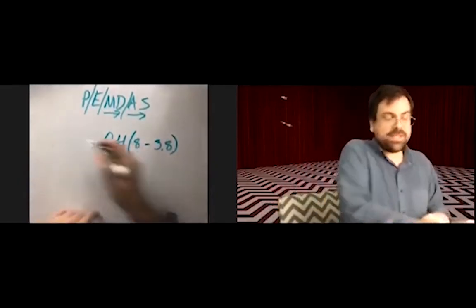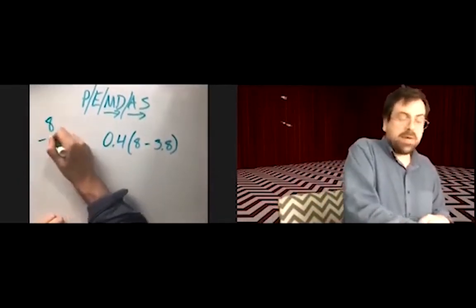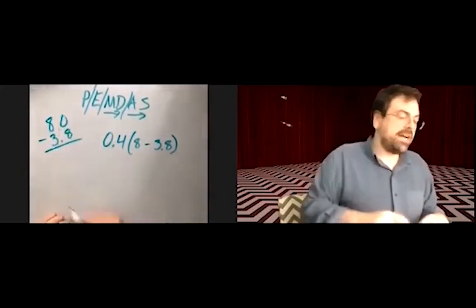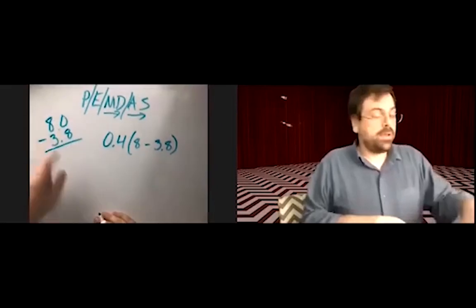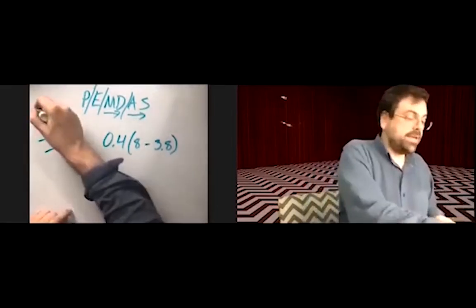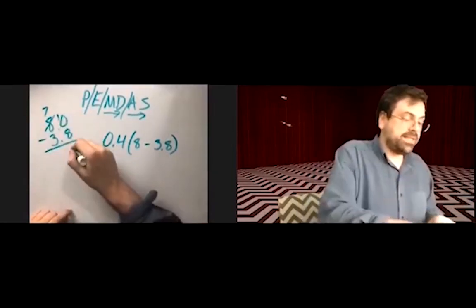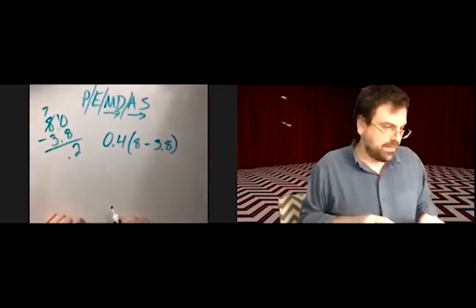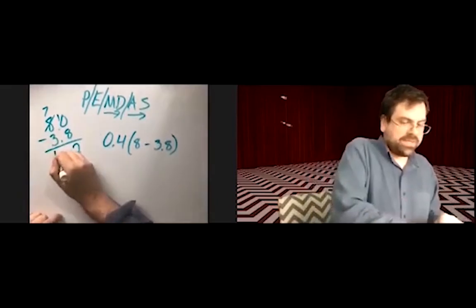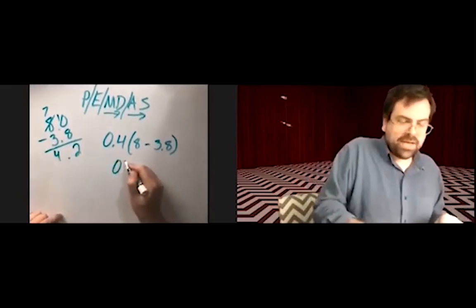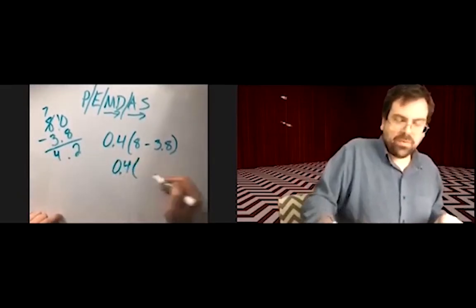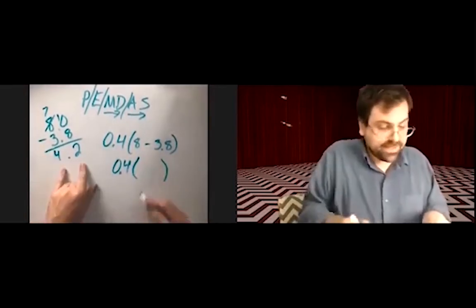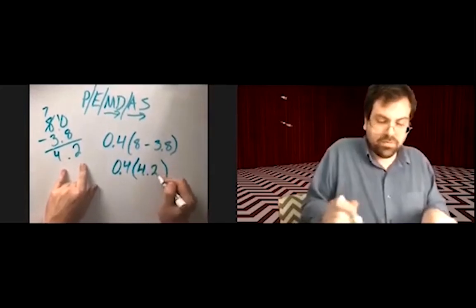Parentheses first. So inside we have 8 minus 3.8. Line up the decimals when we subtract. 0 minus 8 can't be done. Borrow. 10 minus 8 is 2. Decimal point to keep them in line. 7 minus 3 is 4. So that means that we have 0.4 and then times, because that's what parentheses means, times 4.2.